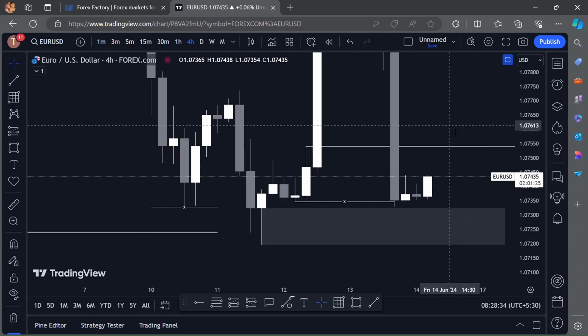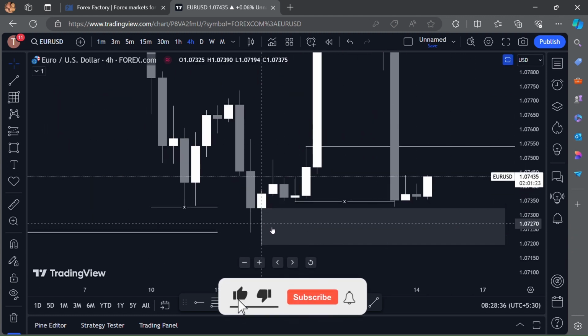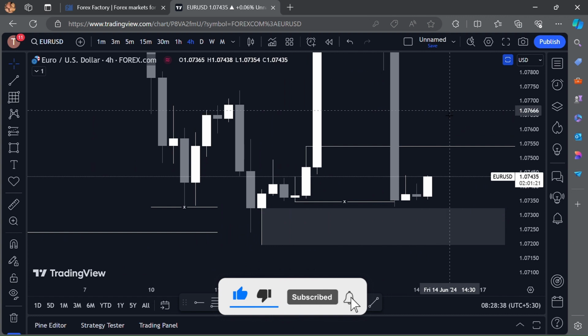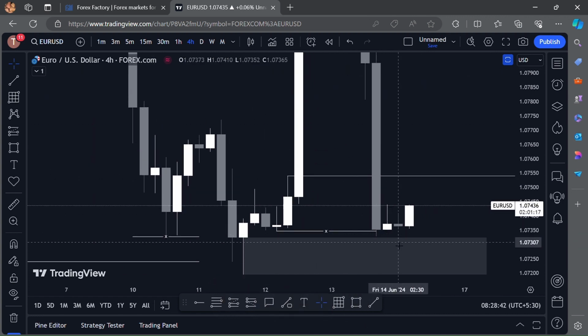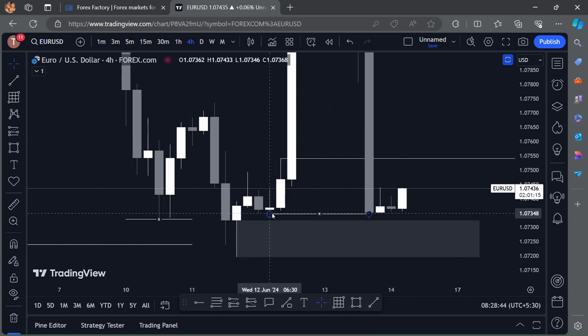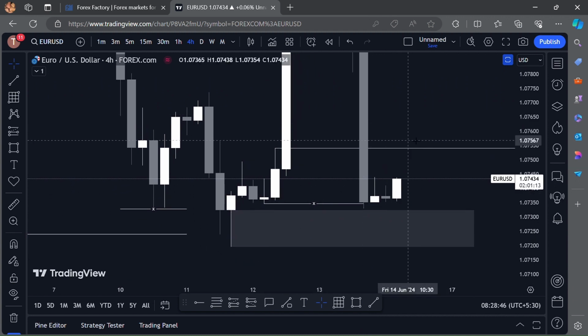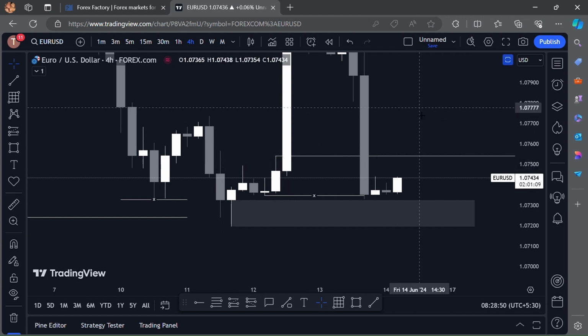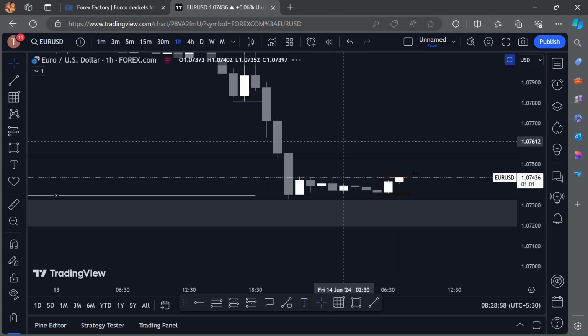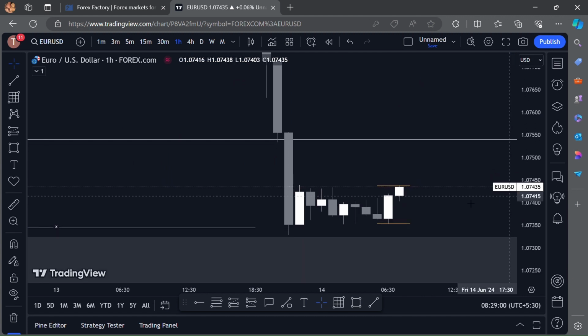What we can see is that this wick is unmitigated by the market, and the price moved in the upside direction and then came back to the downward direction and swept this low. Currently, I'm anticipating the price to at least reach this range, and then we can possibly see a reaction to either side. So let's move to the 1 hour now to see a possible scenario.